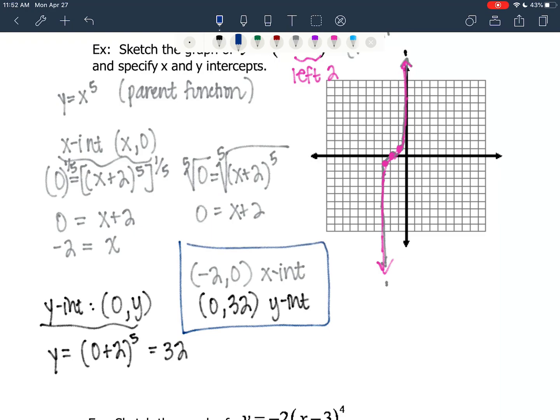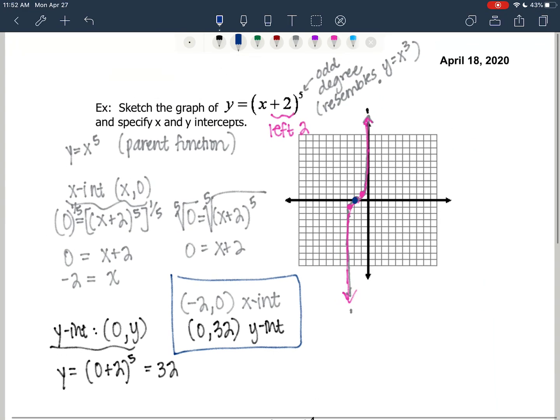Here are our x and y intercepts. -2, 0. 0, 32 is off the chart, and that's how we graph y equals x plus 2 raised to the 5th power. That is a polynomial function.